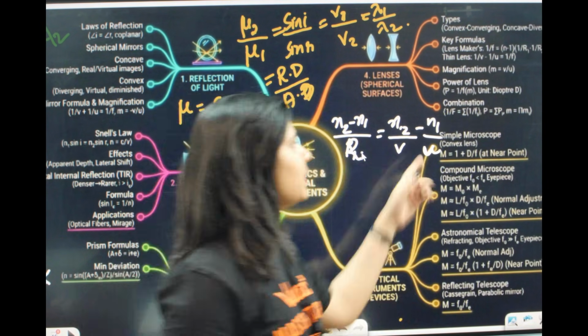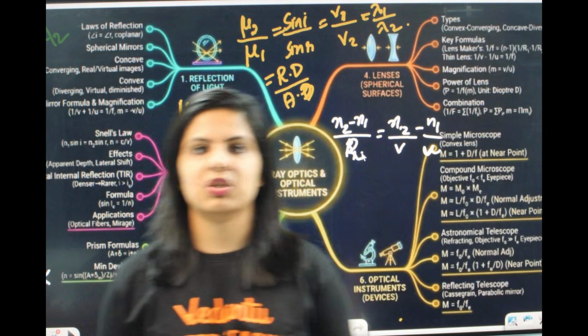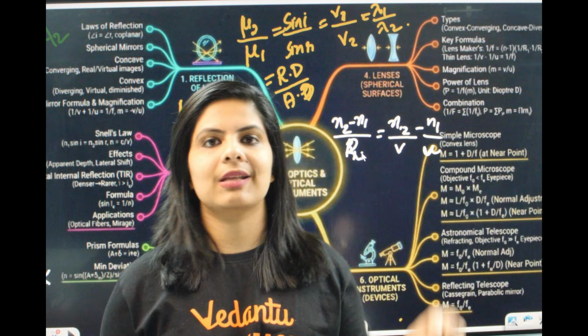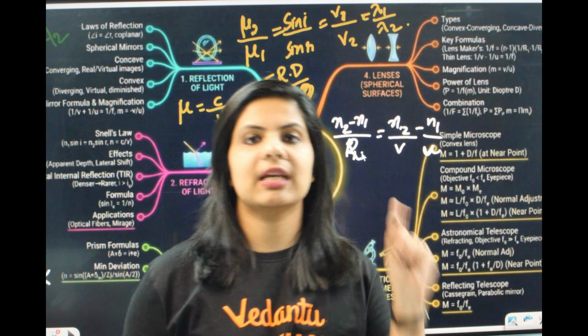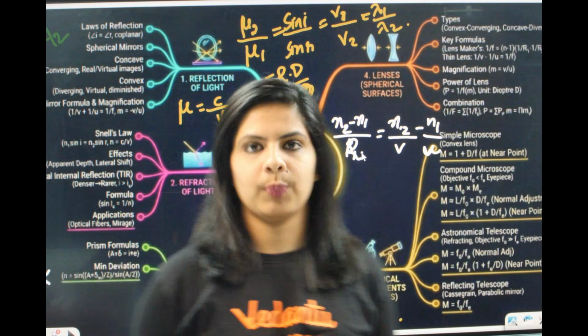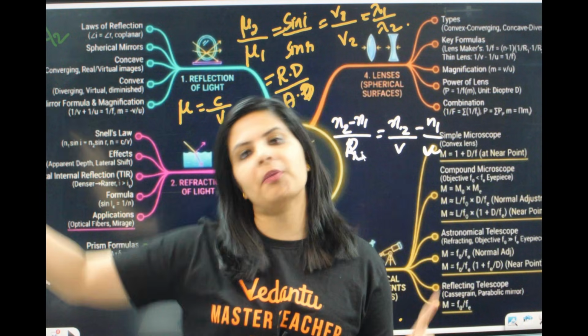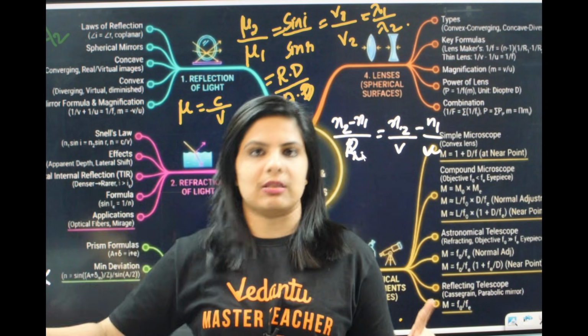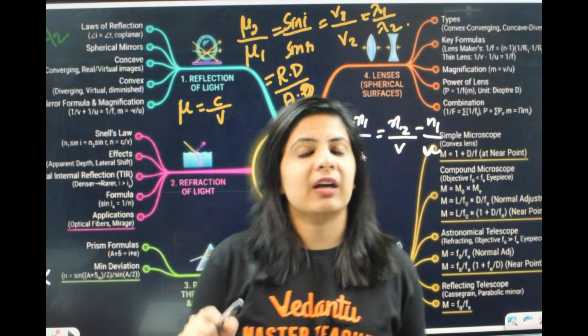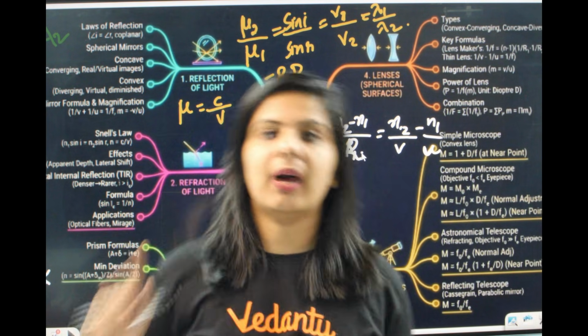So for the simple microscope, the magnification at the near point, or let's say at D, it will be coming as 1 plus D by f. Okay? And at infinity, if the image is at infinity or it is a normal adjustment, the eye is not stressed, then I can say that the magnification is just D by f.